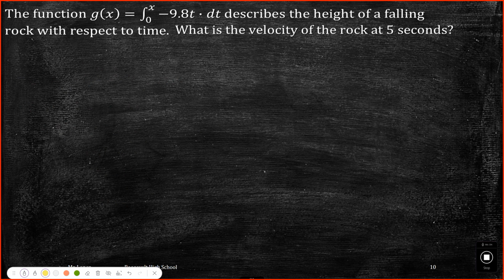We're really going to do this one too. Let's finish. The function g of x describes the height of a falling rock with respect to time. What is the velocity of the rock at 5 seconds?